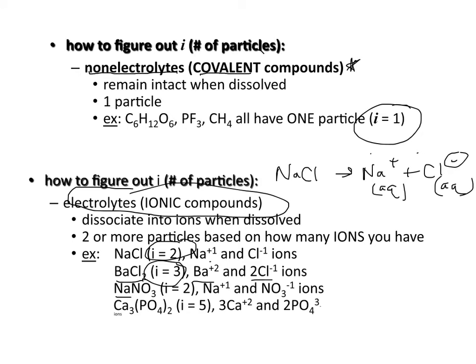Sodium nitrate. We have a sodium ion and a nitrate ion. Those are 2 ions, so our van't Hoff factor will be 2. Hopefully you see that the van't Hoff factor for electrolytes, which are ionic compounds, corresponds to the number of ions that each molecule puts into solution. If we're dealing with covalent compounds, the van't Hoff factor will always be 1. It's always going to be an i value equal to 1.